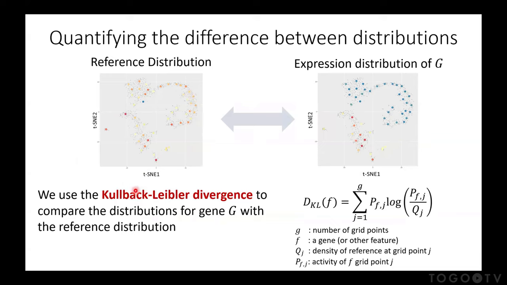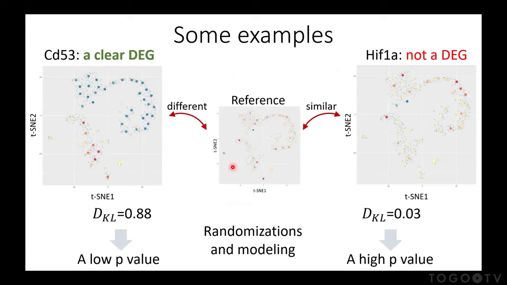And in practice, we use a Kullback-Leibler divergence. It's often used to measure the difference between distributions. But essentially, I'm just running through the grid points here and here, looking at the difference of the values, and then calculating this divergence. So as an example, this would be my clear DEG. This one has a clearly different distribution from the reference, so it would get a high Kullback-Leibler divergence. And this one is not a DEG. This distribution is very similar to the reference, so it would get a low Kullback-Leibler divergence.